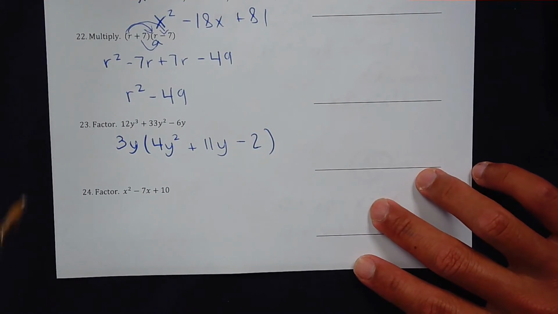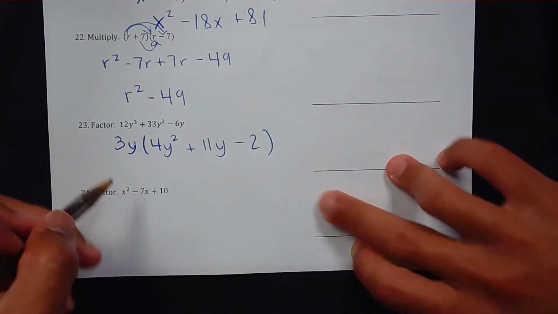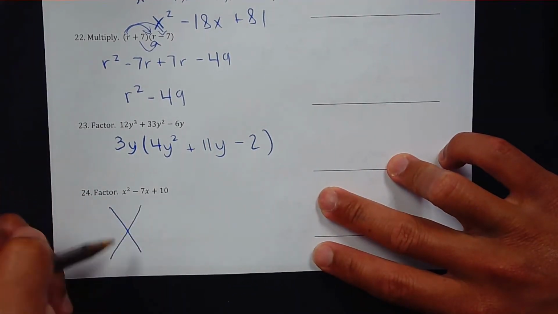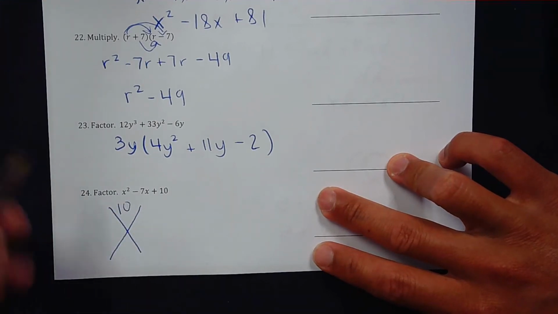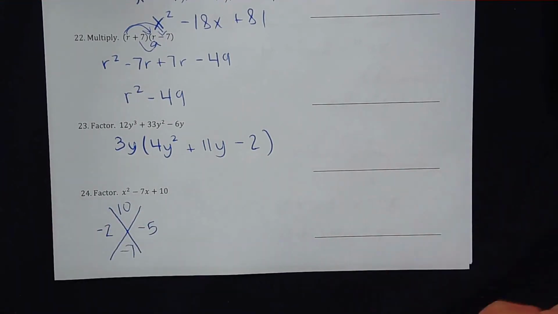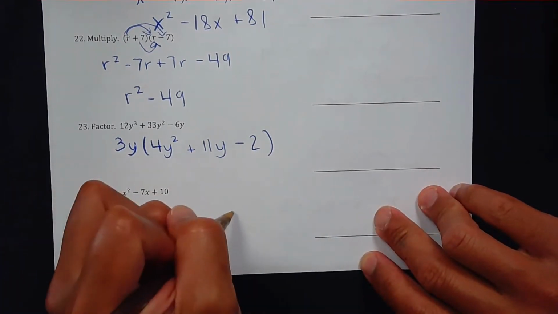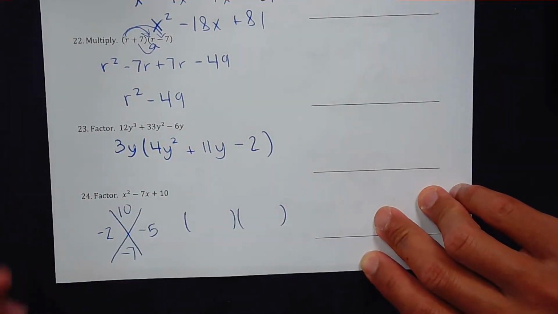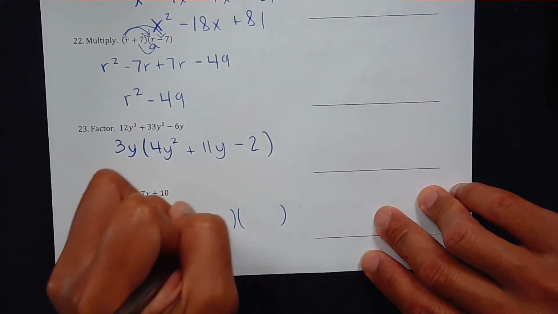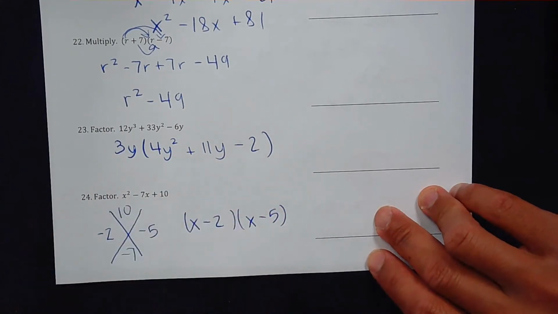All right, unlike this one, x squared minus 7x plus 10 we can factor using our x method. Remember, we think of two numbers that multiply to 10 and add up to negative 7. Two of those numbers are negative 2 and negative 5. All right, so we can use our shortcut method. We write our parentheses, x minus 2, x minus 5. That is our final answer.